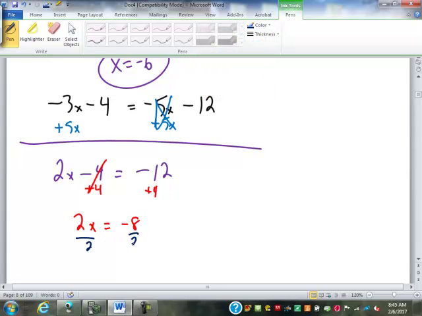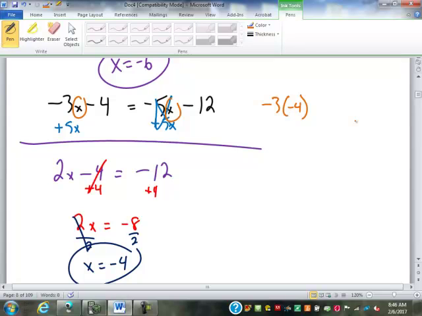Divided by 2. X equals negative 4. Now I'm going to go up and double check this one. So I've got negative 3 times x is going to become negative 3 times negative 4. If I have a negative value for x, when I go to put it back in, I usually put it in parentheses, just so that I know it's not being subtracted, it's being multiplied.